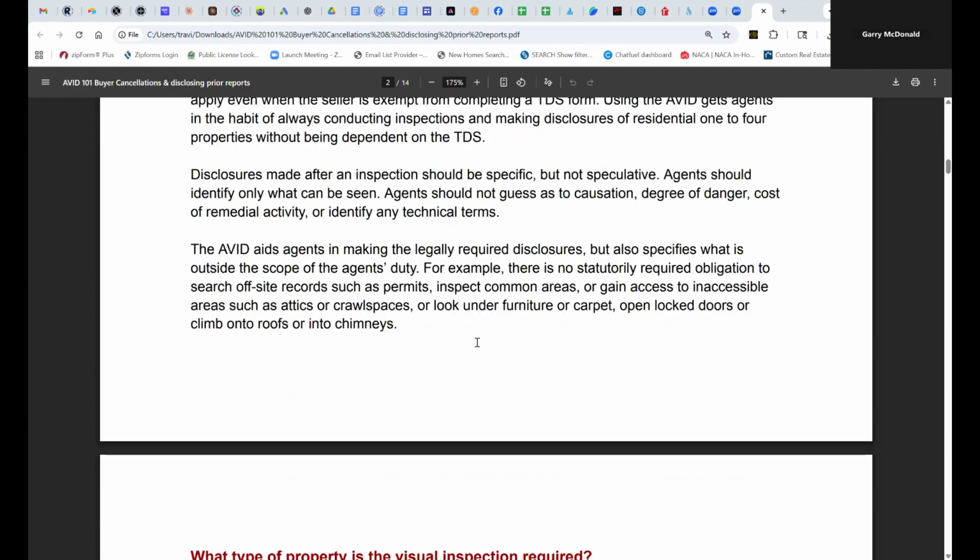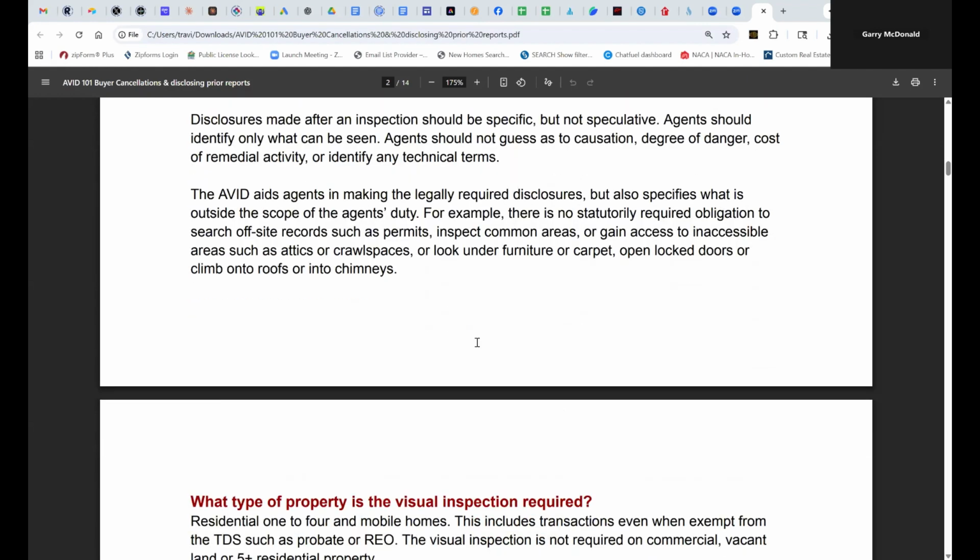The AVID aids agents in making the legally required disclosures, but also specifies what is outside the scope of an agent's duty. For example, there is no statutorily required obligation to search off-site records such as permits, inspect common areas, or gain access to inaccessible areas such as attics or crawl spaces, or look under furniture or carpet, open unlocked doors, or climb onto roofs or into chimneys. So really, you're just walking around the room. What you see is what you write down.